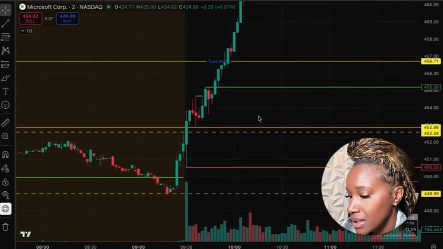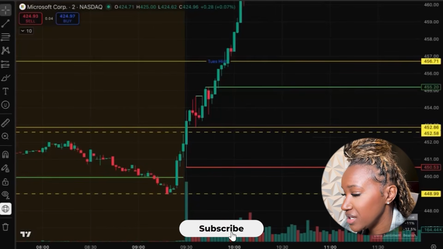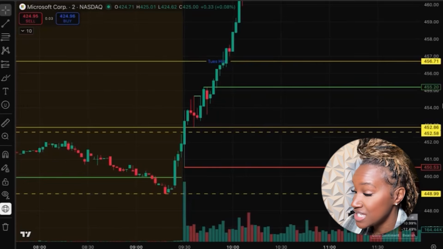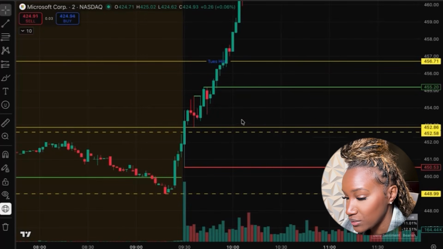This is a trade my husband and I took live while we were in Turks and Caicos for our anniversary, and it was an over 500% trade, and it continued going throughout that day, which is outstanding.